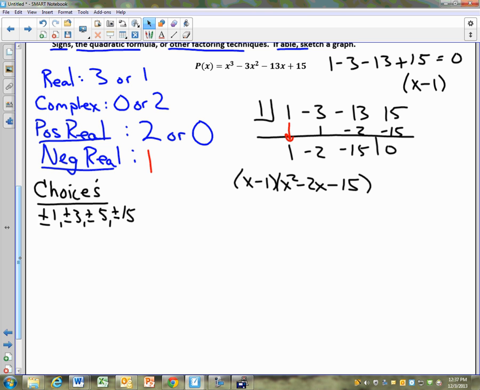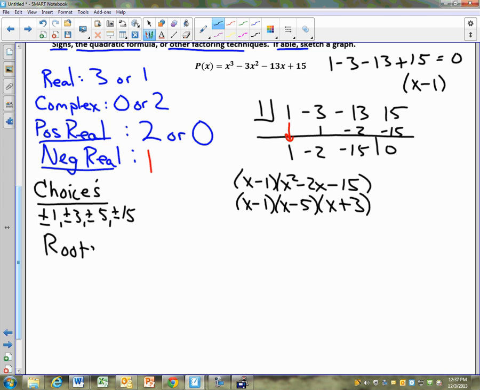So the question was, did this thing factor? Well, it does. We didn't know how. We figured out how it factors. Does x squared minus 2x minus 15 factor? Very good. x minus 1 times x minus 5 times x plus 3. So the last thing we will do before we graph it is list our roots or our solutions or our zeros, whatever you want to call them. What are they?